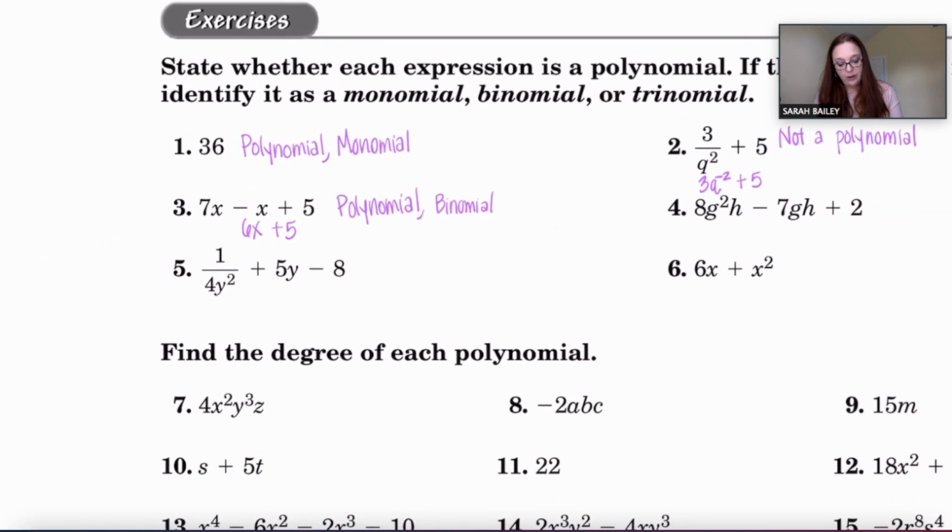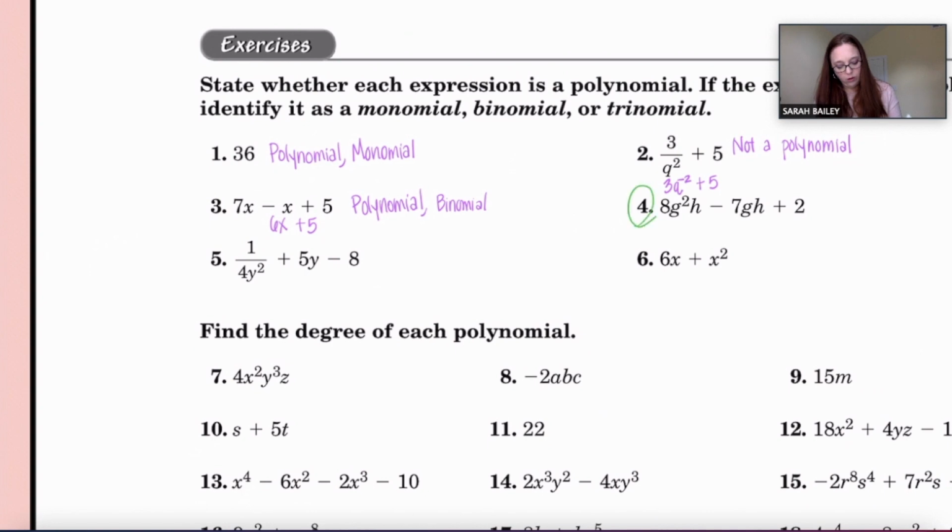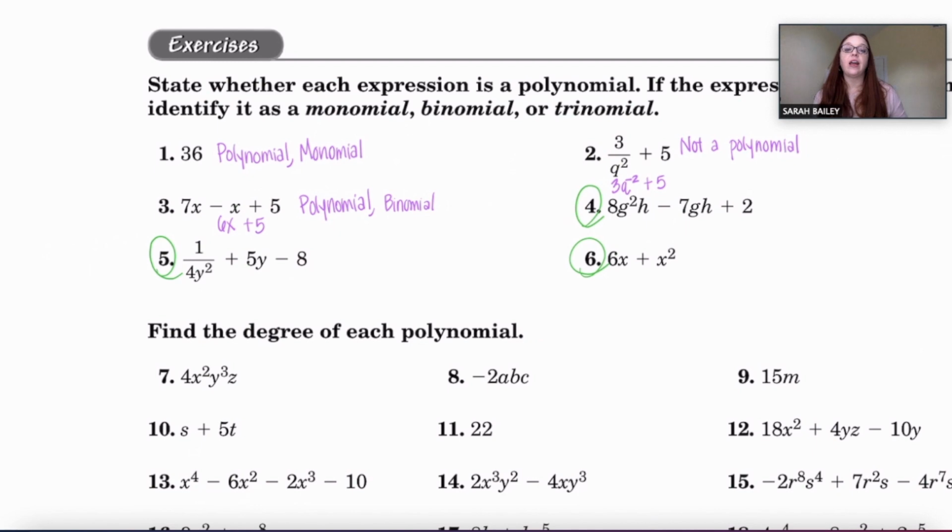So go ahead, do 4, 5, and 6. Remember, you're going to identify it. Is it a polynomial? And if it is, is it a monomial, 1 term, a binomial, 2 terms, or a trinomial, 3 terms? If there are more than 3 terms, then we would just say a 4-term polynomial, or a 5-term polynomial, or whatever. Okay, so pause the video and do 4, 5, and 6.